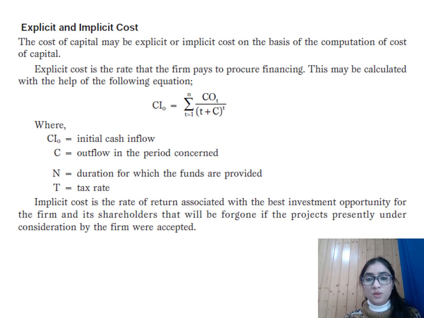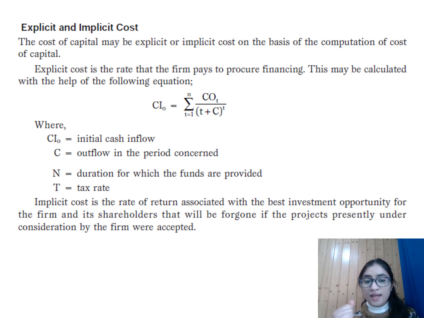For example, when the company raises funds through these sources of finance, there are some cash outflows associated with it. Maybe it's the repayment of interest, it could be dividends, right? The amount of money that the firm pays back is called the explicit cost. If the company is raising funds from non-interest bearing sources of finance, then they have zero explicit cost.